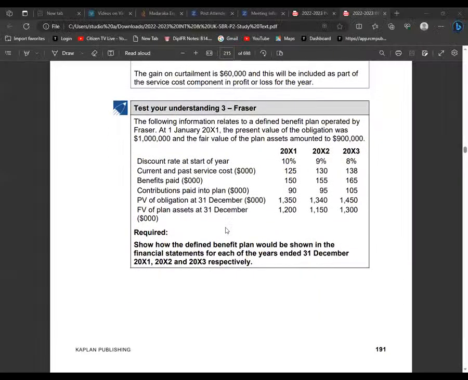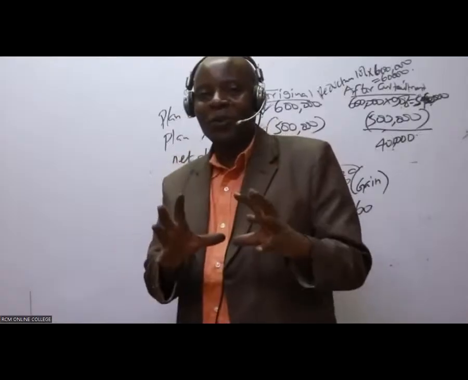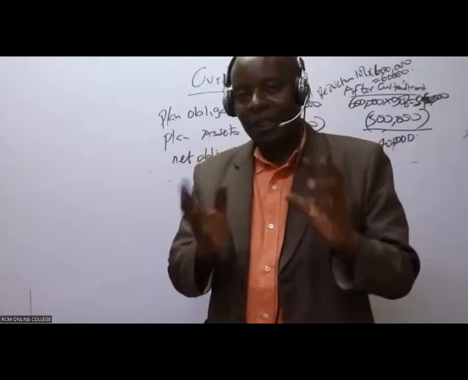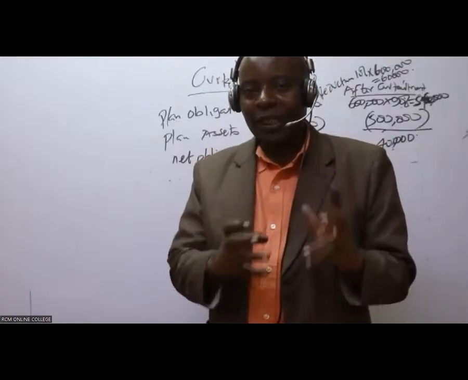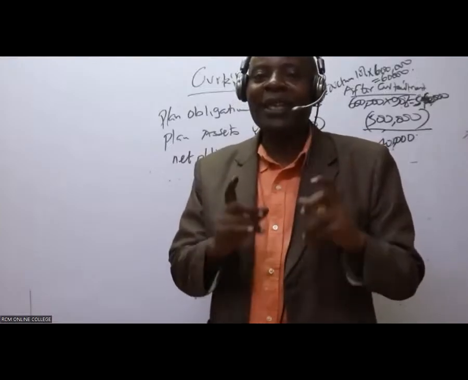So this is very, very important here. The gain on curtailment is 60,000, and this will be included as part of the service cost component in the profit or loss for the year. Actually, I don't even want you to go to the mathematics of this. I simply wanted to bring about, because of theory, this concept of curtailment, for you to know what curtailment is. For example, if we have gains or losses on curtailment, we are going to adjust the service cost that we have in the P and L.